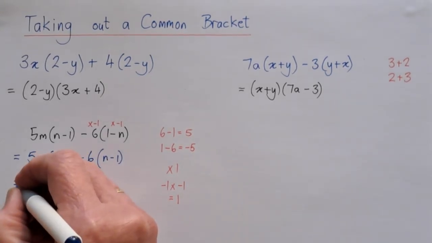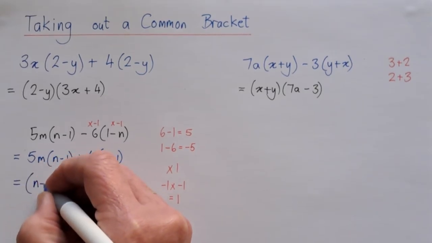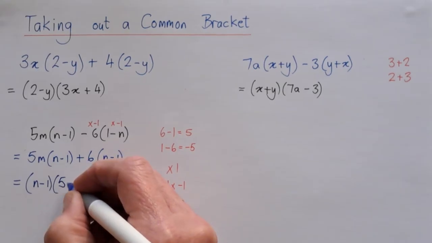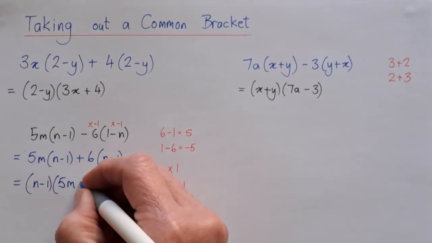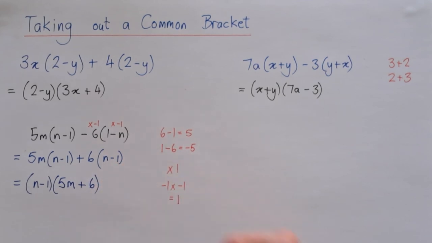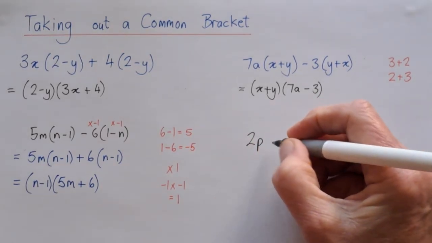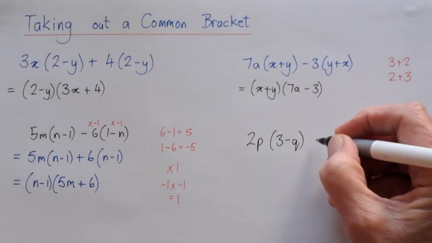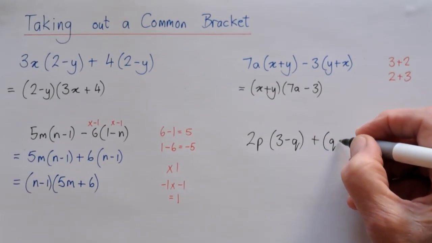So now it's just a straightforward example like the others were. I'm taking out the bracket that's the same, and what am I left with from this one? 5m, and from the other term I'm now left with plus 6 because it's changed its sign. Right, let's have a look at one last example. 2p bracket 3 minus q plus bracket q minus 3.